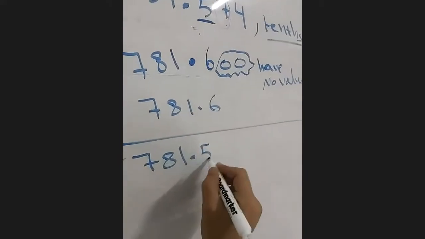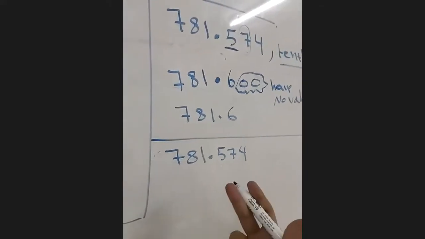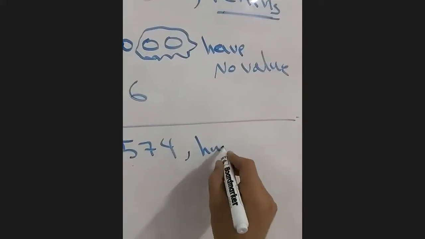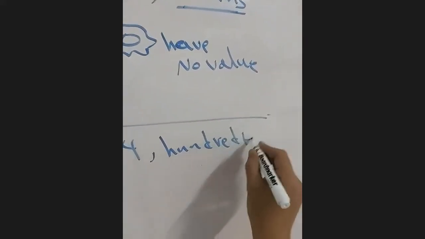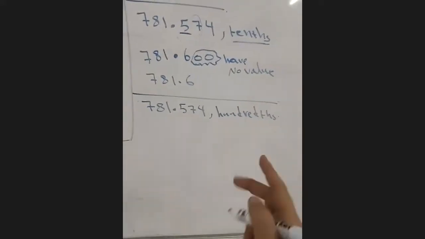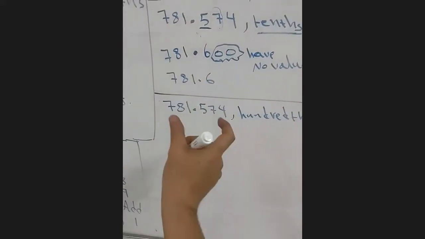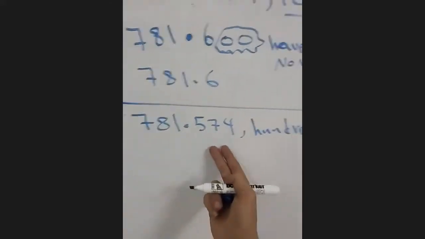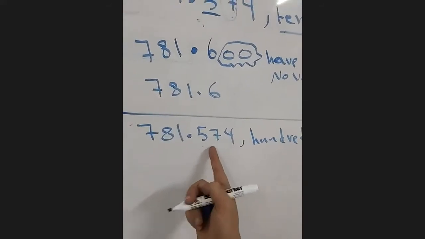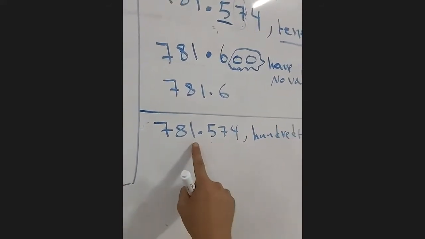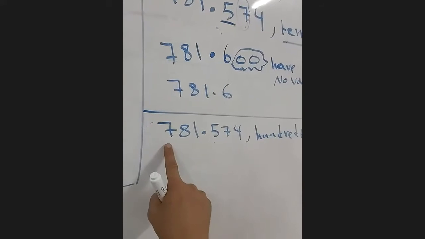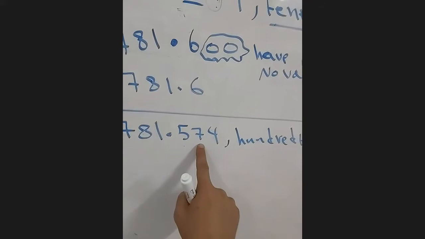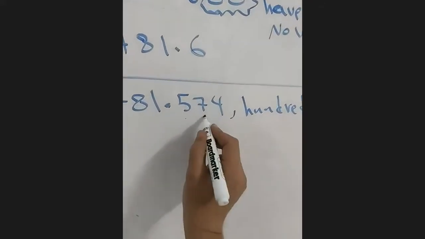781.574. Assume that I want to round the 7. Now the 7, we call it hundredths. If the question wants you to round the hundredths place in this decimal, where will I search first? Where is the hundredths? This is the hundredths. The 7 is hundredths, not this. This is ones, tenths, hundredths, thousandths. So this is the wanted digit here. So I want to round the 7.